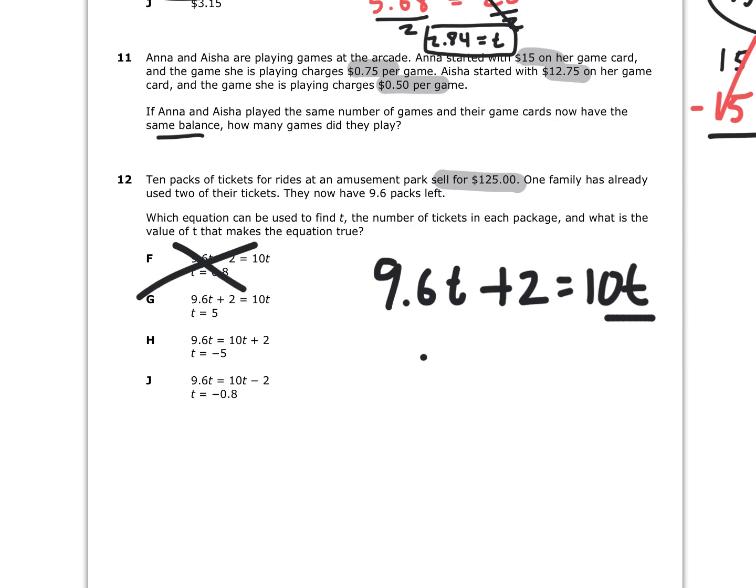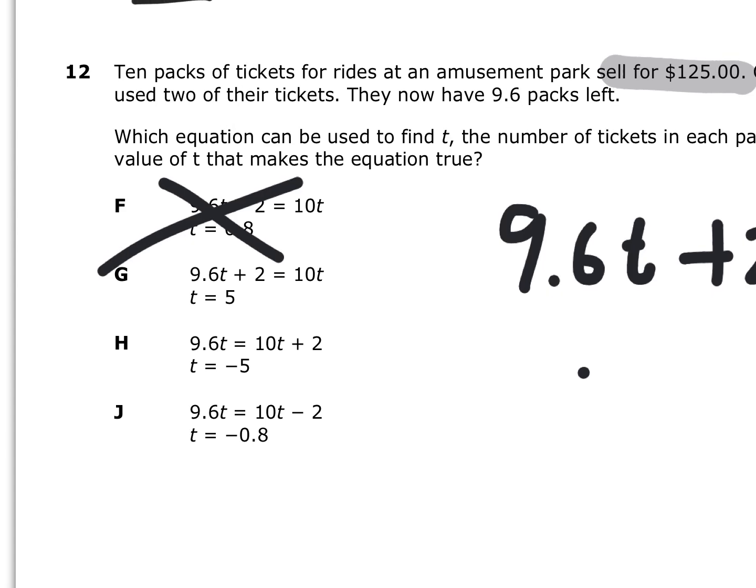H says 9.6t equals 10t plus 2. So this is saying the 10 packets plus 2 additional tickets equals the 9.6. But we know that it's 10 minus that value gives you the 9.6. So it's not that one. Okay, and so J says that it's 9.6t equals 10t minus 2. So our total minus 2 tickets, which is what happened. So we just need to verify if it's negative 0.8 or positive 5.